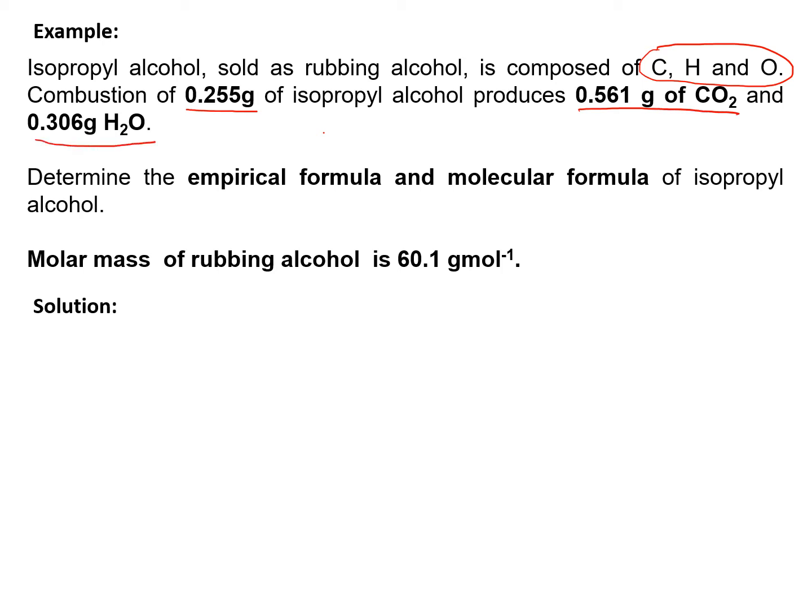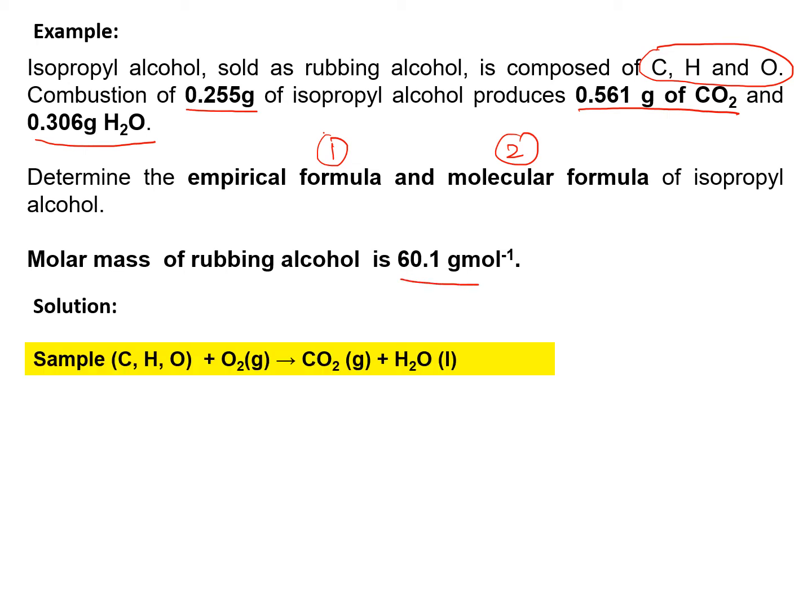0.306 gram is H2O. So the question asks to calculate the empirical formula and molecular formula with a given molar mass. So we analyze the question. The first one, the sample contains carbon, hydrogen, oxygen. Combustion with oxygen produces CO2 and H2O.